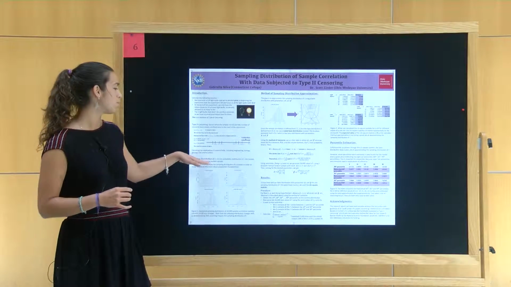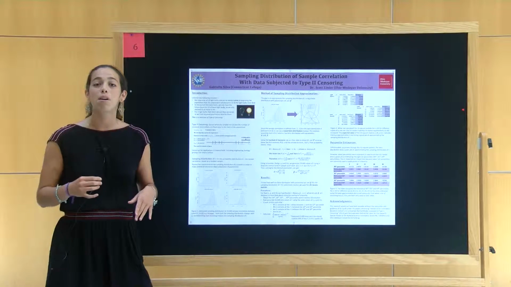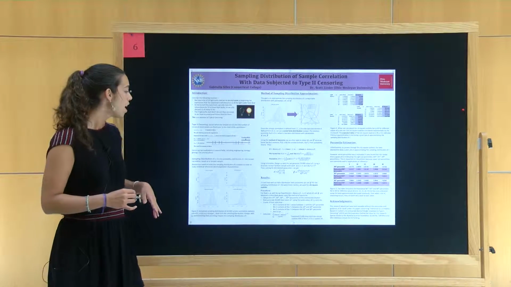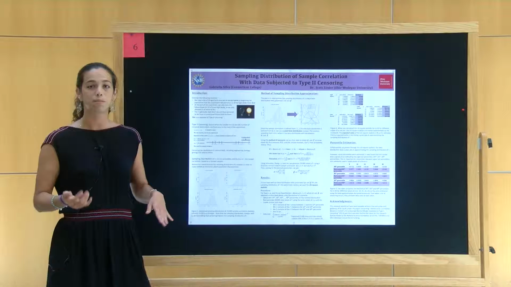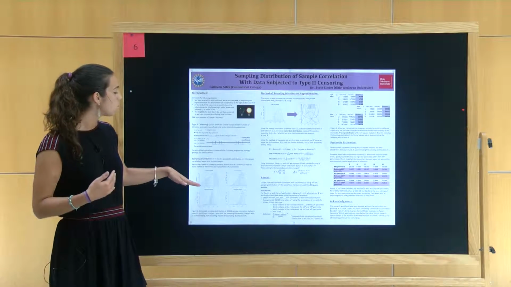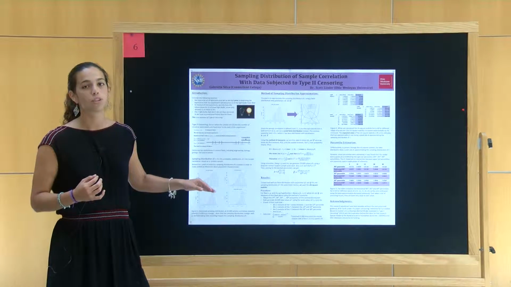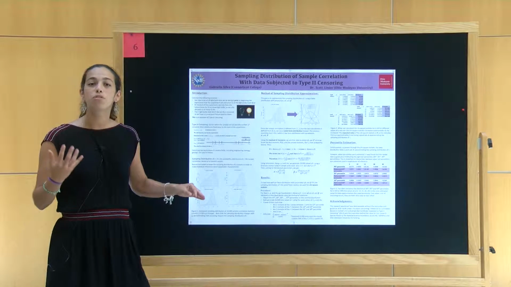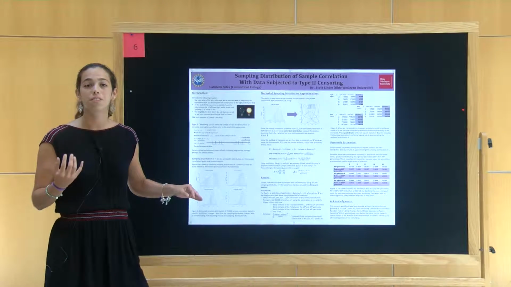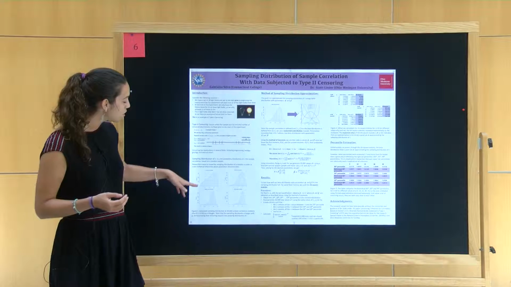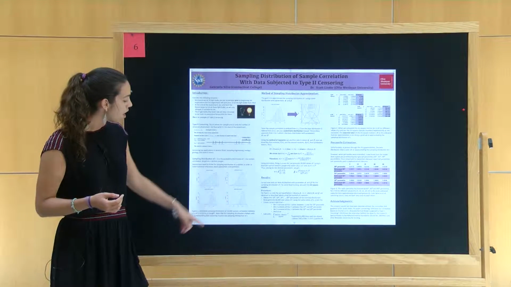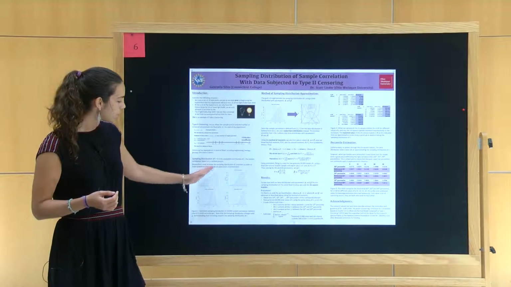The sampling distribution is important because it is the probability distribution of R, the sample correlation, based on a random sample. So the reason why we need to know about the sampling distribution is because the sampling distribution allows us to make statistical inference.